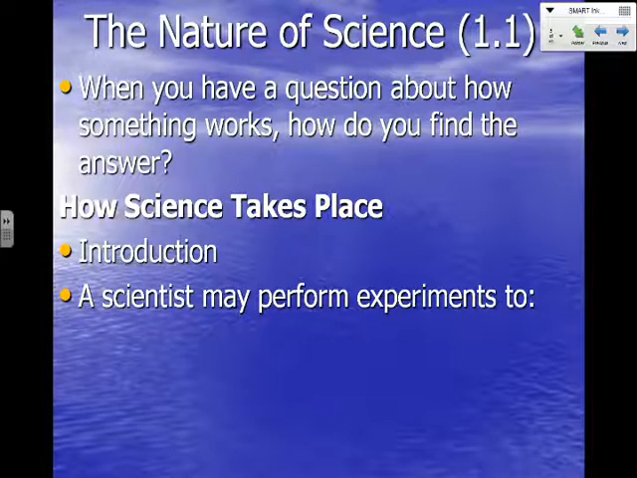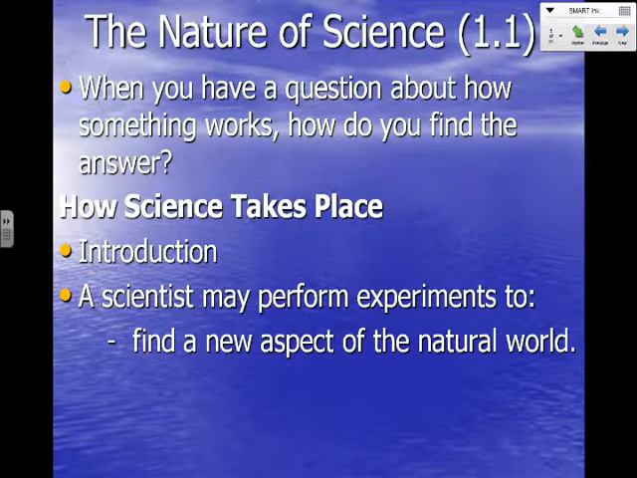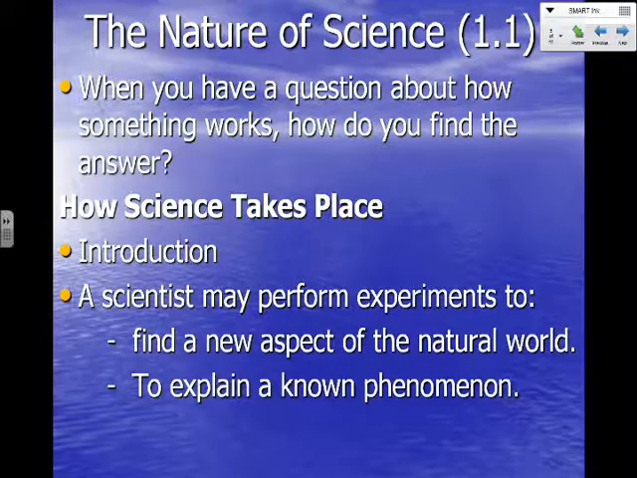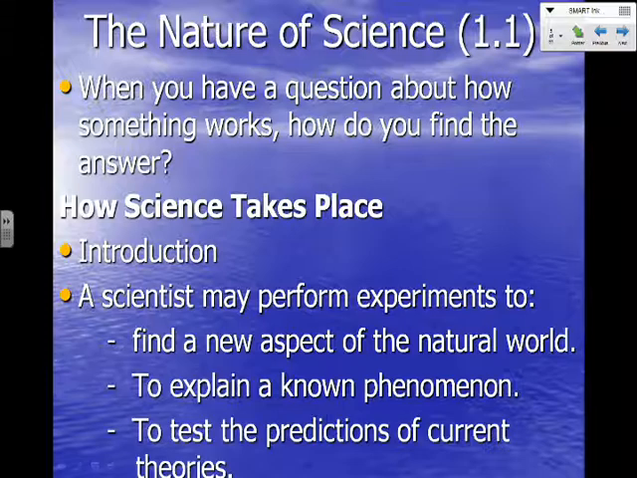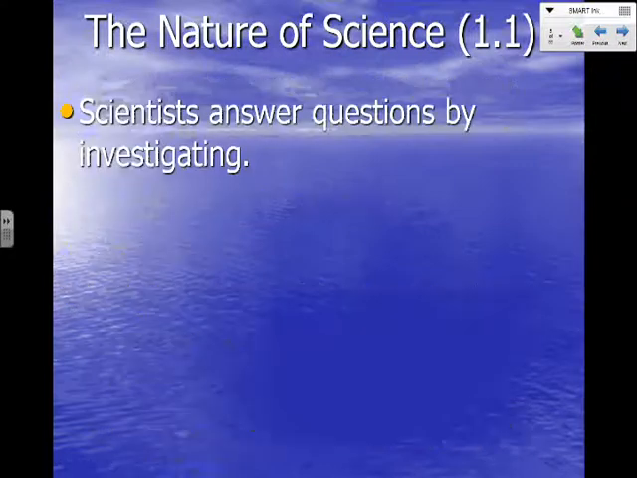A scientist performs experiments for one of three reasons. Either to find a new aspect of the natural world that we don't know about, or to explain a known phenomenon, and a phenomenon is something that happens in the world, but we don't know why it happens, so they'll do experiments to try to explain why it happens. And the third reason is to test predictions of current theories. Scientific theories are not proven yet. They just have a lot of experimental backing. And so scientists will continually perform experiments to try to prove or disprove current science theories.